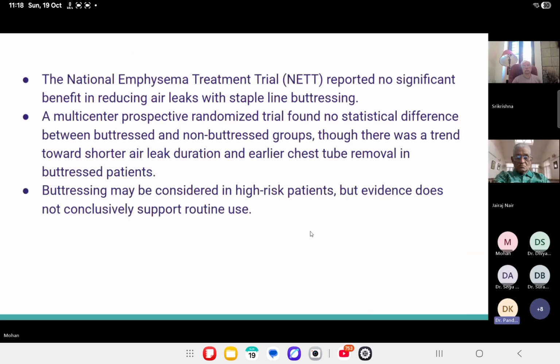The National Emphysema Treatment Trial reported no significant benefit in reducing air leaks with staple line buttressing. A multicenter prospective randomized trial found no statistical difference between buttressed and non-buttressed groups, though there was a trend towards shorter air leak duration and earlier chest tube removal in buttressed patients. That means there is some difference, but there is no statistical difference. Buttressing may be considered in high-risk patients, but evidence does not conclusively support routine use.